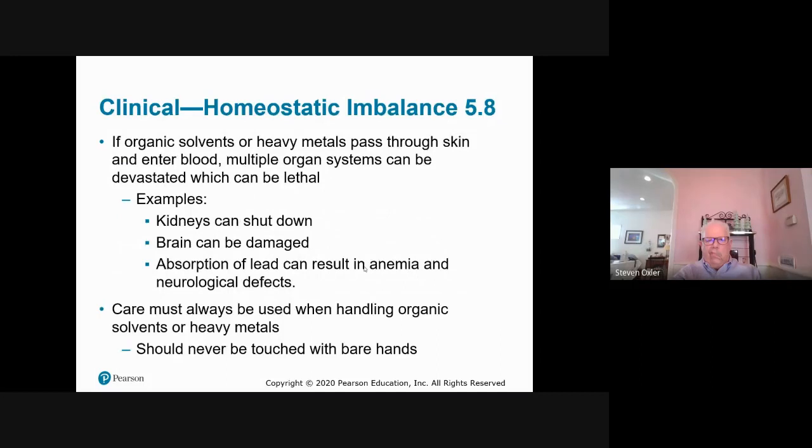I'm not going to ask you any questions on organic solvents. The important thing here is that when you're working with organic solvents, wear gloves. That's what's important here.